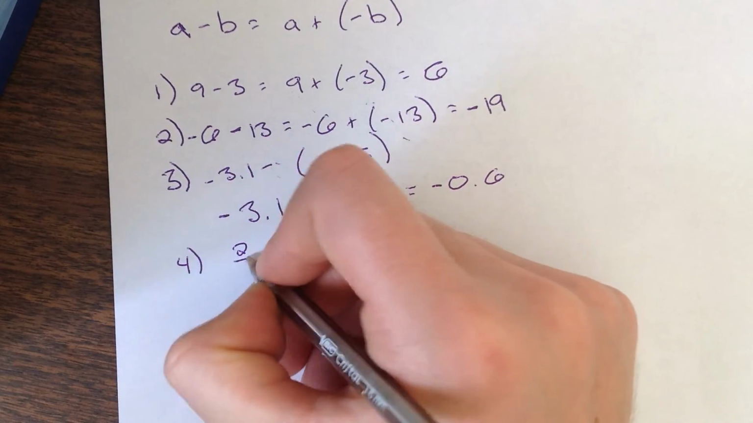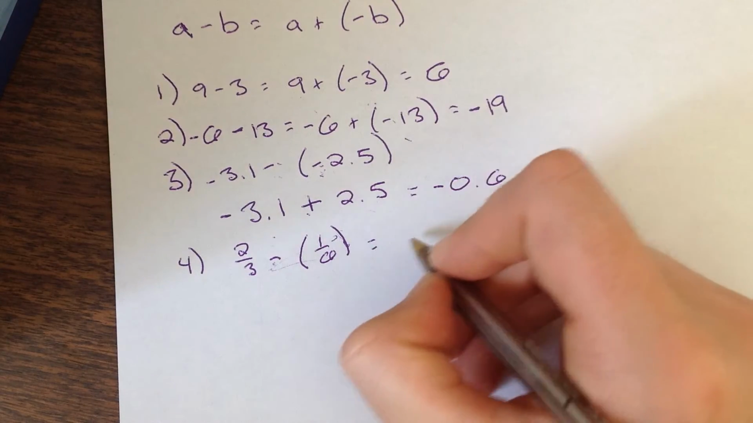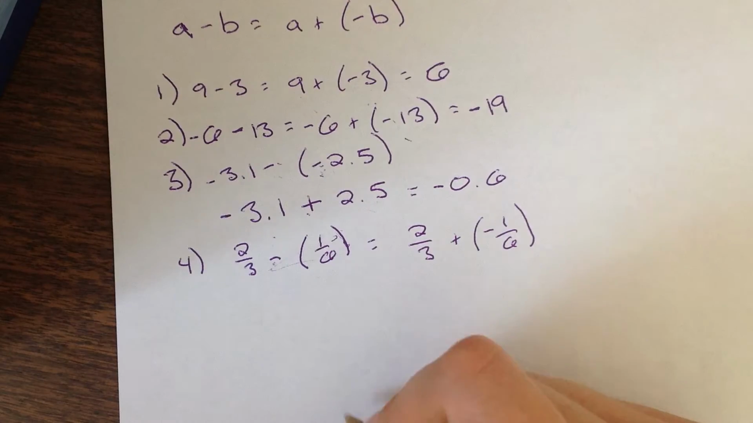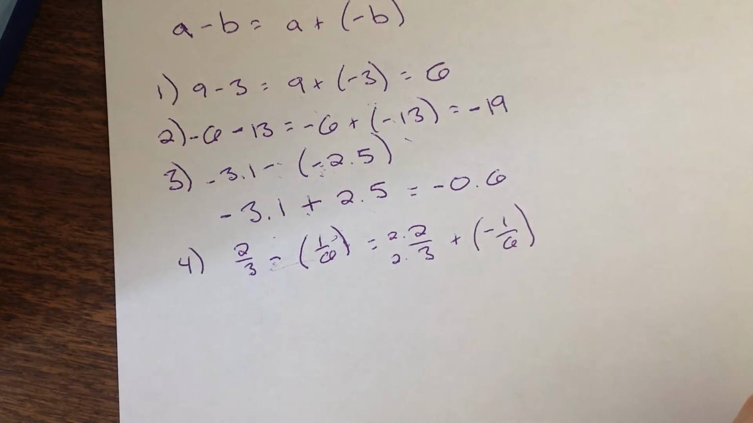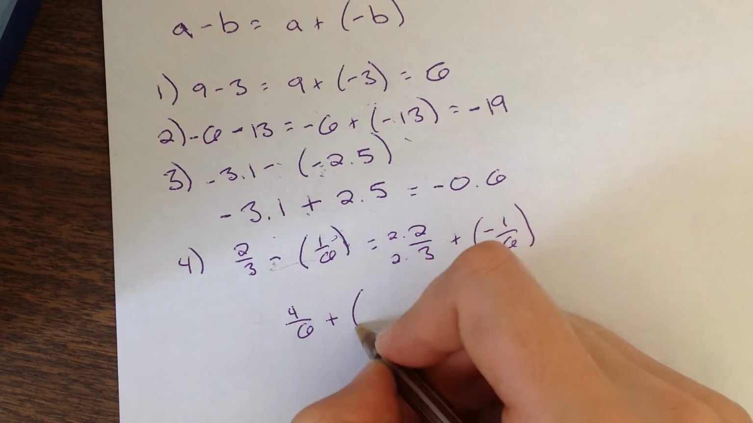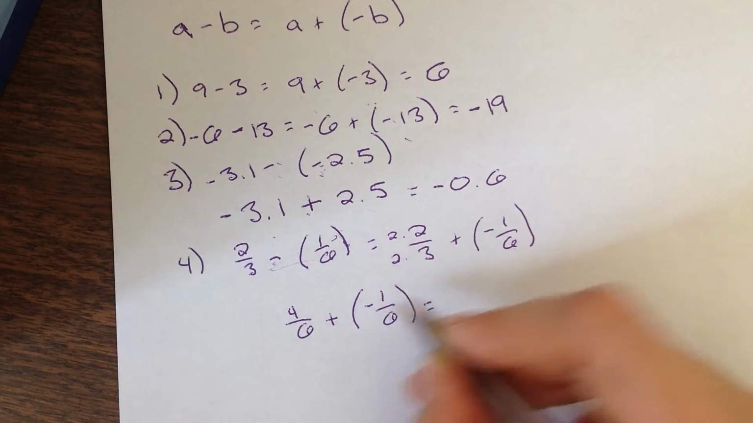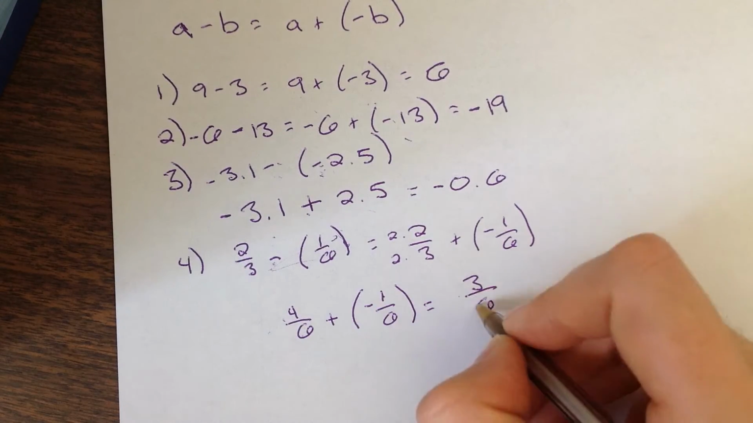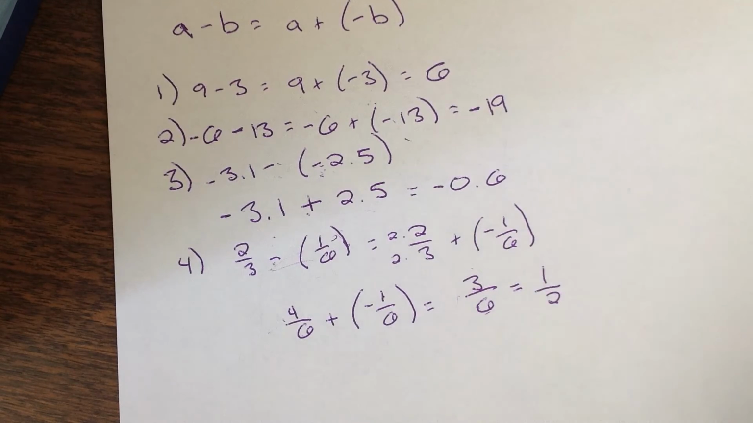If I have 2/3 minus 1/6, well, that's 2/3 plus negative 1/6. To make these have common denominators, I'm going to multiply the top and bottom of this one by 2. 4/6 plus negative 1/6 leaves me with different signs. 4 minus 1 is 3. So 3/6. 4/6 is bigger and is positive, so this is positive, but this can be reduced. So 3/6 becomes 1/2.